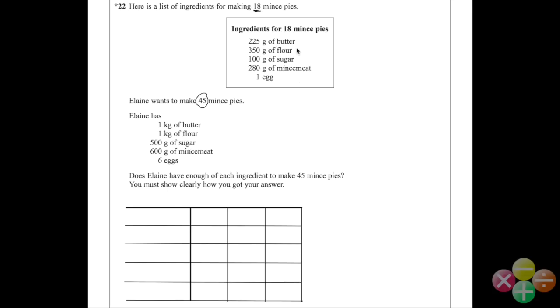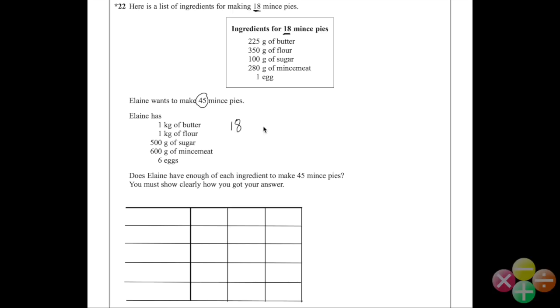Well, the first thing we need to think about is we know the ingredients for 18 mince pies. We need to know the ingredients for 45. Now I can't simply double the ingredients for 18 because that would only give me 36. So what I need to do is this.